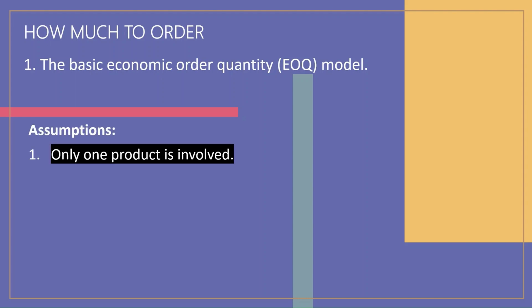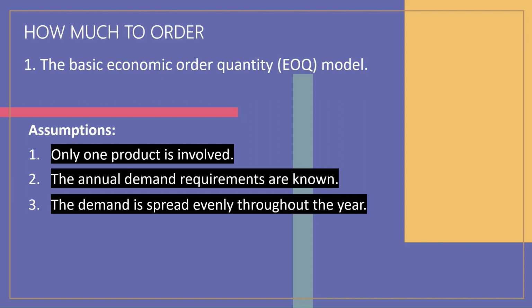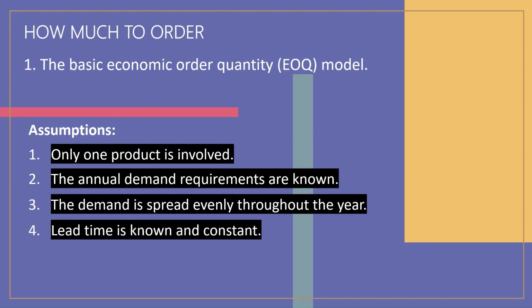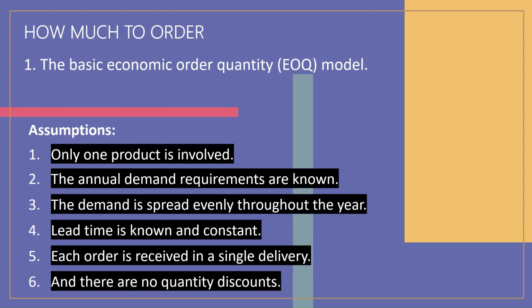These are: only one product is involved. The annual demand requirements are known. The demand is spread evenly throughout the year so that the demand rate is reasonably constant. Lead time is known and constant. Each order is received in a single delivery. And there are no quantity discounts.